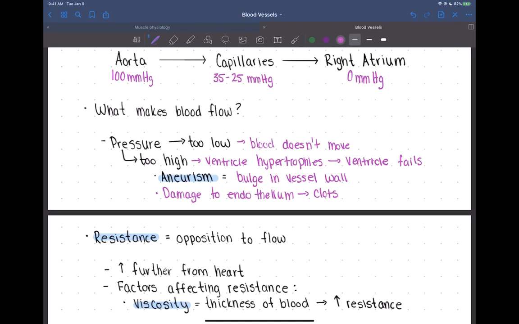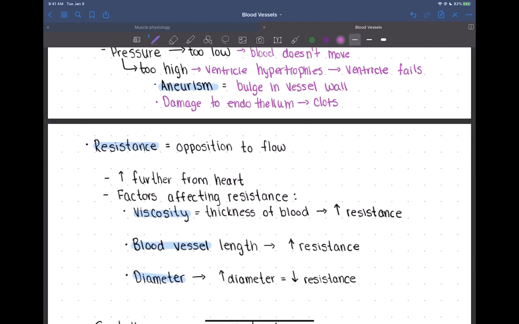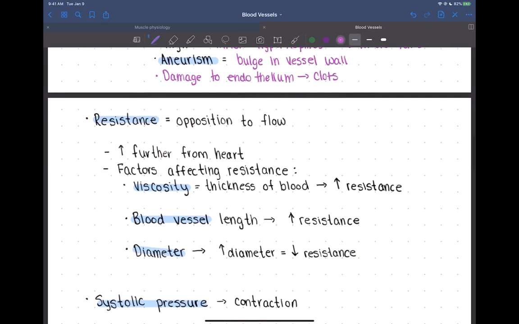All right, so pressure makes blood flow, but so does resistance. Resistance is the opposition to flow. With these different things that can affect resistance, I always like to think about them in reference to drinking through a straw. How easy is it to drink through a straw if you changed these different aspects? That'll tell you how those different things might affect resistance in a blood vessel. I'll talk about some examples, but I think that's the easiest way to think about it.